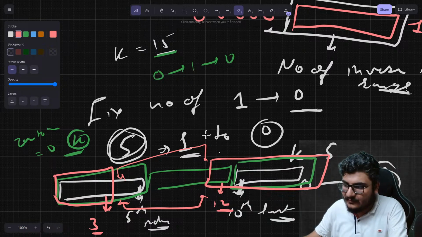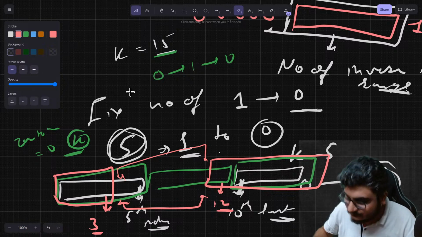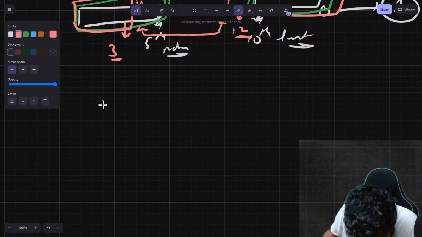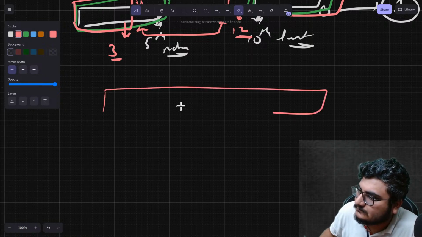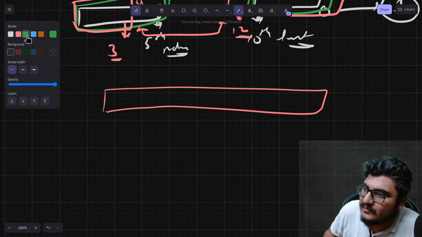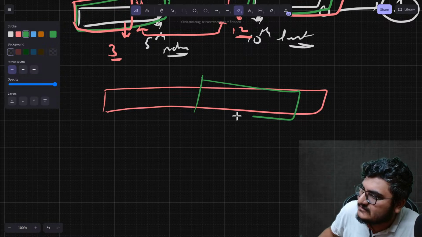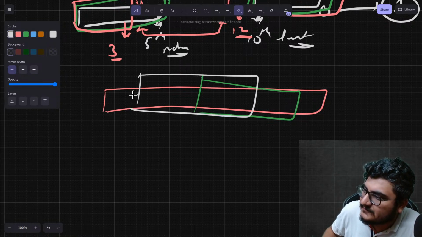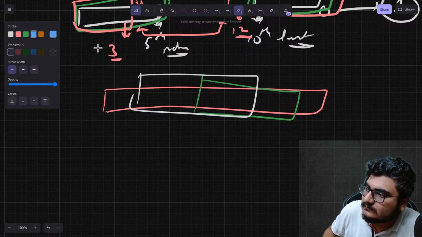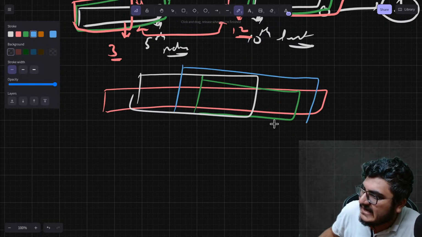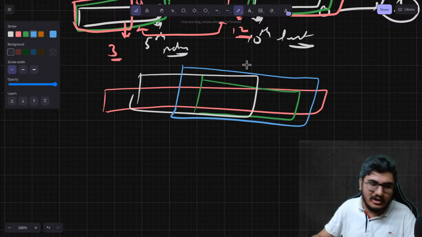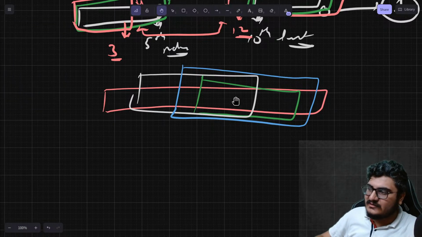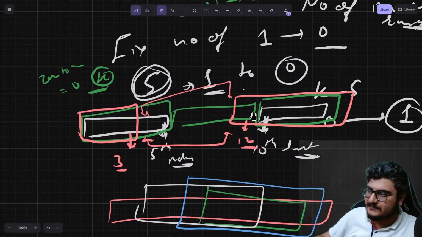So now my problem has reduced to: I have a binary string and I have some ranges over here. This can be one range, this can be another range, this can be another range, and I have to take the minimum over all such possible ranges. Any questions so far before we solve how to count the number of inversions in a range?